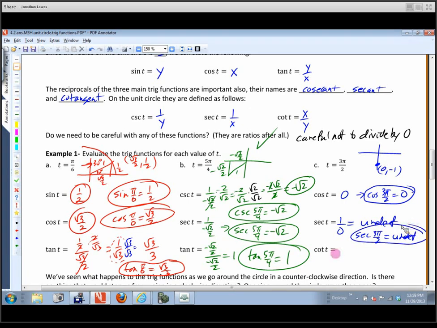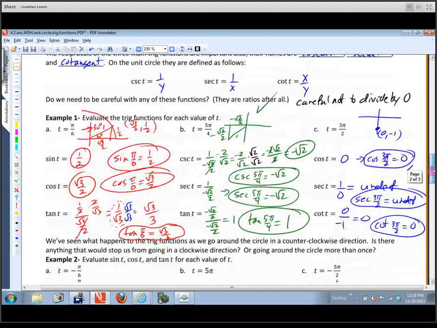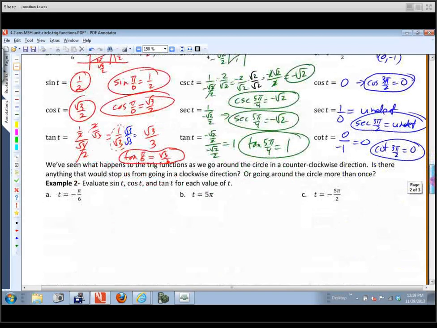And let's take a look at this last one, the cotangent. Cotangent is going to be the x-coordinate over the y-coordinate. So that's 0 over negative 1, which ends up being 0. So the cotangent of 3 pi halves is 0. Okay, so I've computed a bunch of different trig ratios there, which is good.